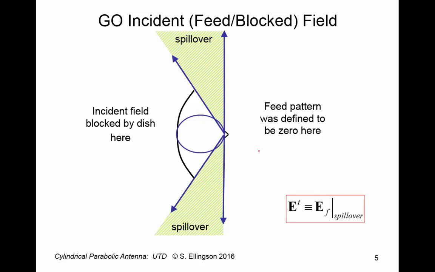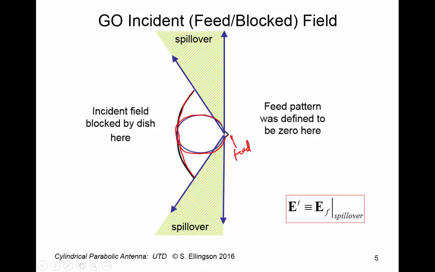Okay, so when we construct a UTD solution, we build it up from parts. One part is the geometrical optics field, and the geometrical optics field itself has parts. So first, let's consider the geometrical optics incident field. So here is the feed right here. Here is the reflector. And then this curve is showing the cosine squared pattern.